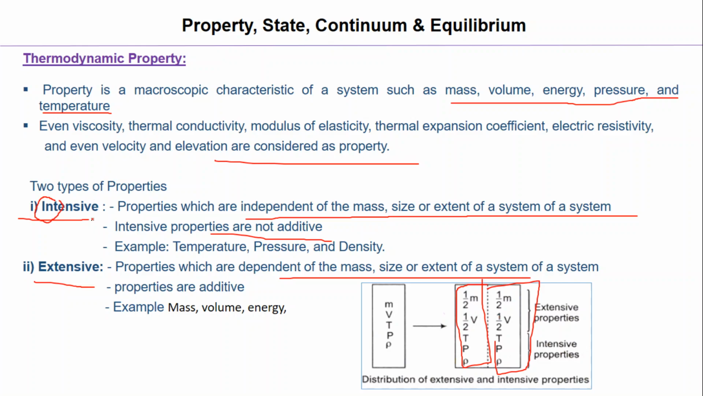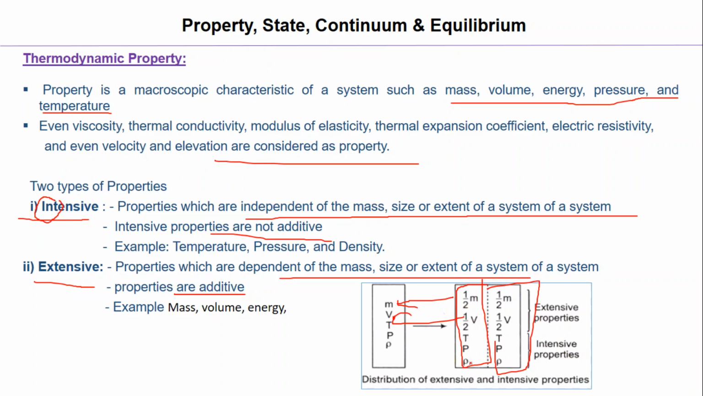So that's why intensive properties are not additive, because temperatures will not become 2T, or if we do half and half, it will not become T by 2 and T by 2, it will remain T. Whereas extensive properties are dependent on mass and they are additive in nature, like mass, volume and energy. So here mass is additive in nature, so if you club both the volumes, mass will become M, volume will become V.